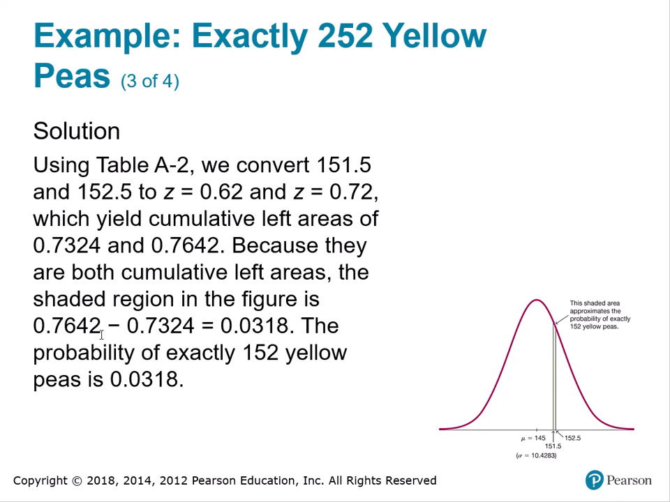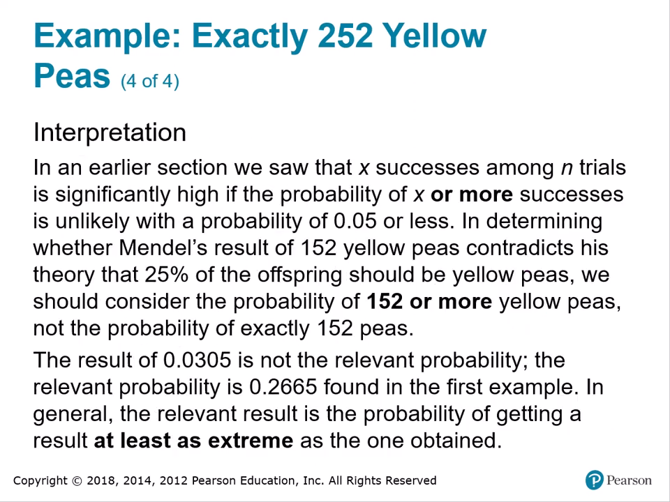Now we're going to subtract the areas from each other. Remember, use consistent areas. If you do one from the left, you need to do the other from the left. And so this is what we did. We did both from the left, so it's 0.7642 minus 0.7324, which gives us 0.0318. So the result is not relevant, mostly because getting any one specific score is usually going to be unlikely. Getting more or less tends to be a harder thing, and therefore we would use that instead.